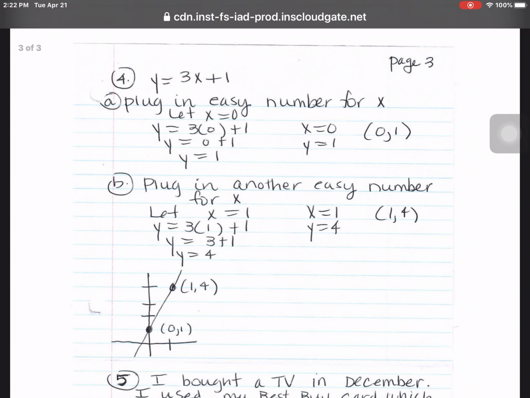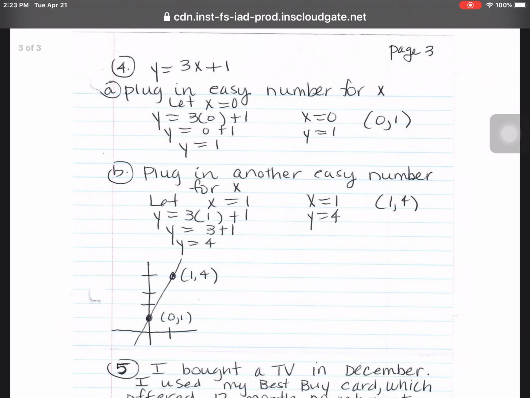Number 4, it said to graph by finding any points. When you can find any points, plug in easy numbers for x and get the y that goes with it. So the easiest number to work with is 0. So 3x, replace x with 0. 3 times 0 is 0. 0 plus 1 is 1. So we put x equals 0 and we got y equals 1. That is the point 0, 1.